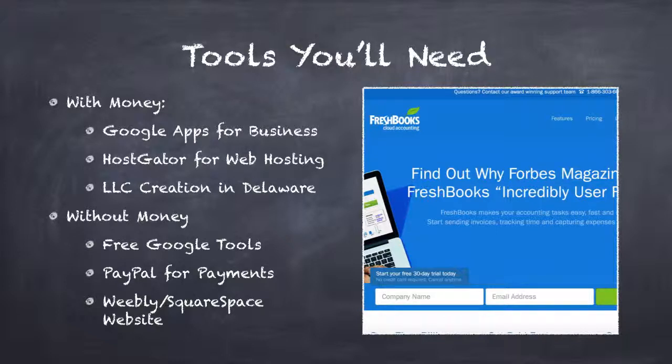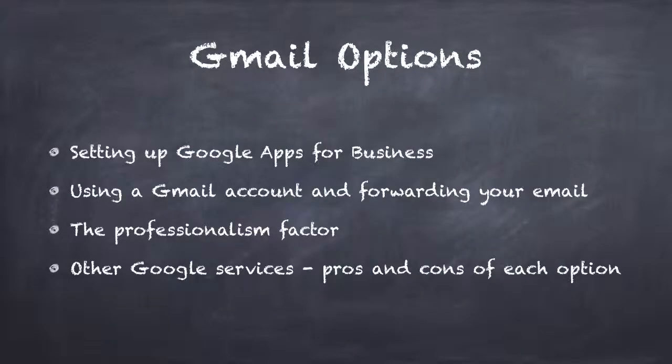And then for a website, you can use Weebly or Wix or Squarespace. Those are all free, and they'll get you a website nice and easily. You don't necessarily even need a domain name for them either. In terms of Gmail, if you're going to set up Google Apps for Business, they will walk you through it. It is a little complicated. So if you do have questions, feel free to shoot them into the comments here. I may put a video together depending how much feedback I get on how to set that up.